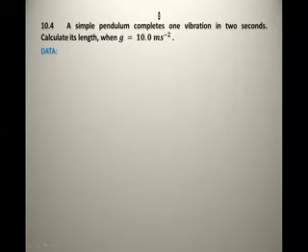Basam Suhail. Yes, Basam, help me to solve the question, beta. Okay, then tell me what to write. A simple pendulum completes one vibration in 2 seconds. Calculate its length. Time is 2 seconds. Okay, why are we saying time is 2 seconds? Because they are saying that the simple pendulum is completing one vibration in 2 seconds. So the time is 2 seconds.